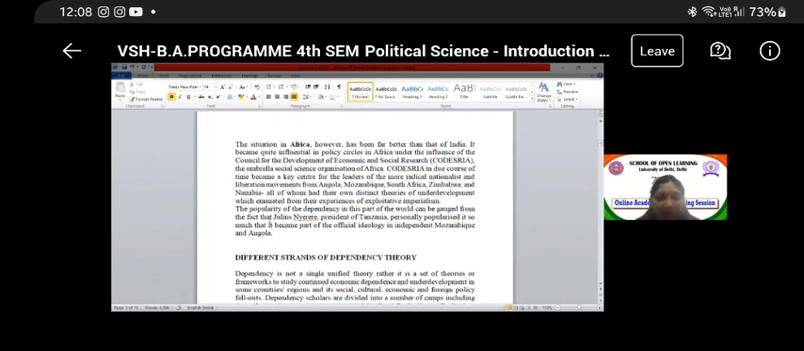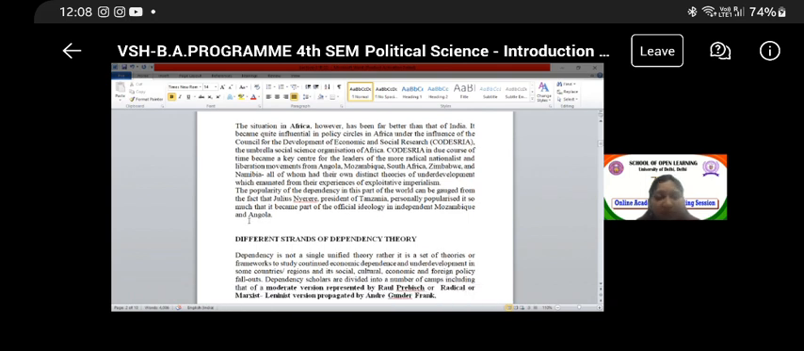The situation in Africa, however, has been far better than that of India. It became quite influential in policy circles in Africa under the influence of the Council for the Development of Economic and Social Research in Africa, CODESRIA, the umbrella social science organization of Africa. In due course of time it became a key center for the leaders of the more radical nationalist and liberation movements from Angola, Mozambique, South Africa, Zimbabwe, and Namibia, all of whom had their own distinct theories of underdevelopment, which emanated from their experiences of exploitative imperialism.